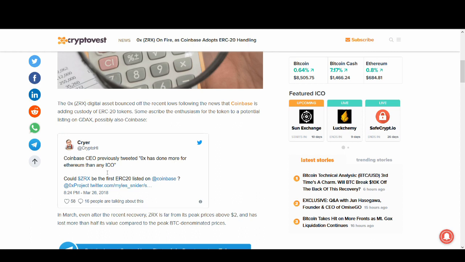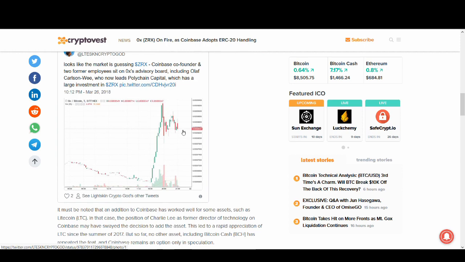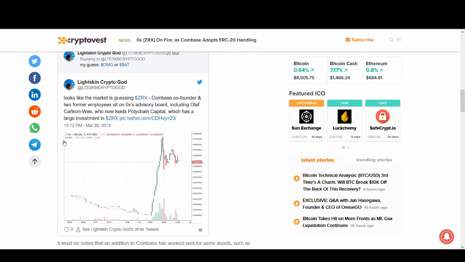So Coinbase inside, they like 0x, which is always a good sign. This is when these rumors were going around, the market of 0x went crazy. I actually sold some of my 0x. I like 0x as a project. I love 0x as a project. I own some 0x and I sold it.